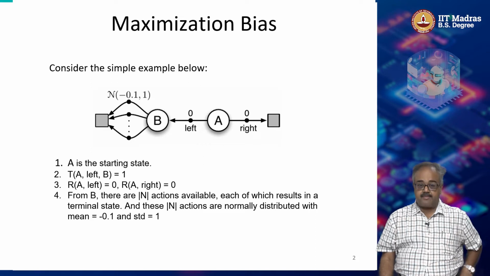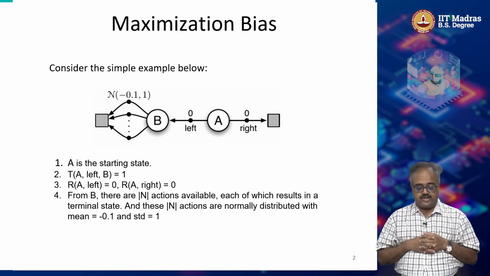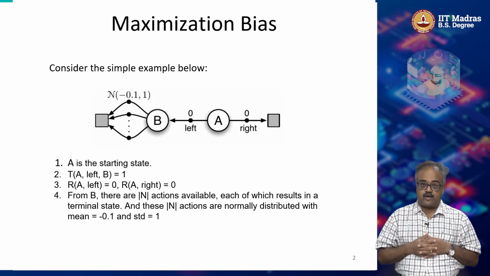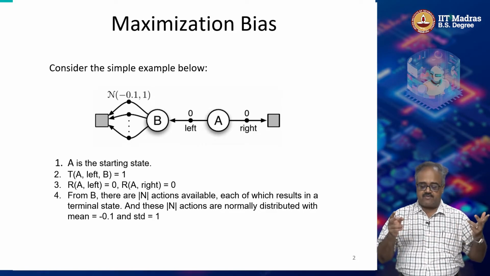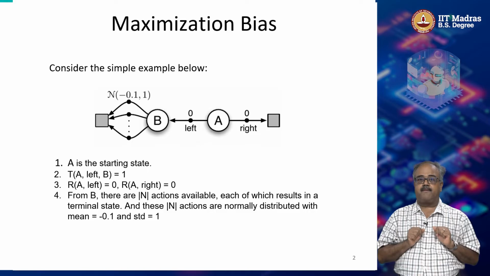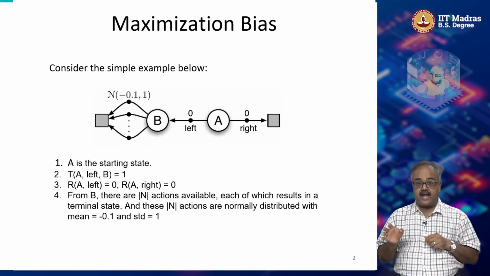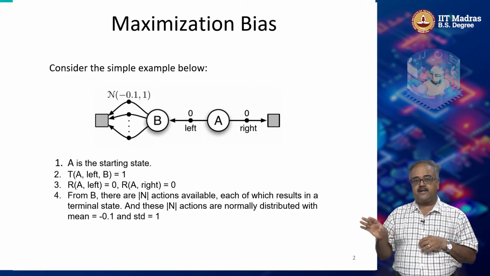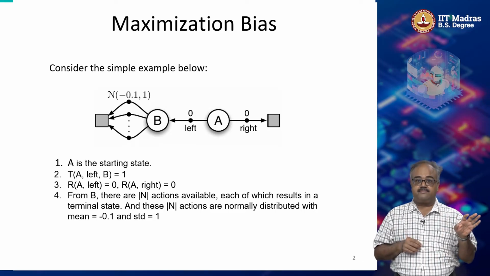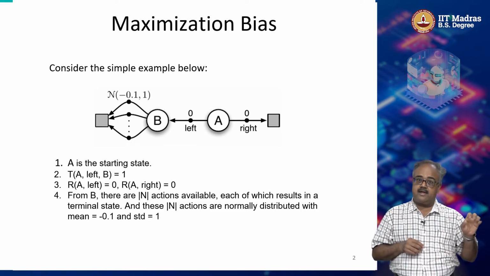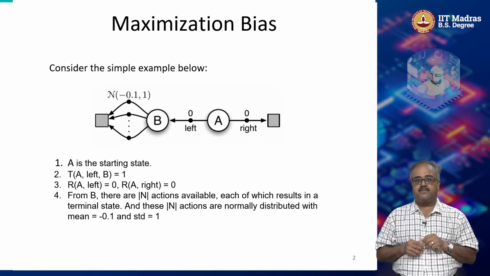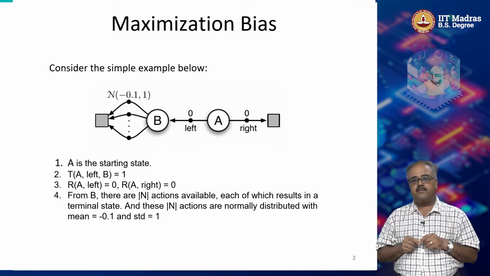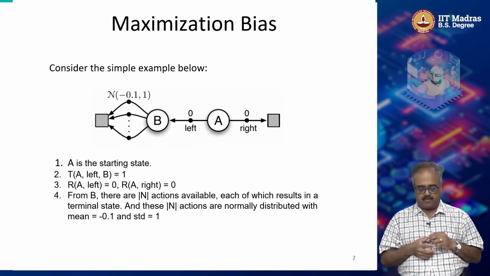So consider this very simple example. You have a two state MDP, A and B. A is always the starting state, and you have two actions from A. You can either go left or you can go right. If you go right, you get a reward of 0 and you terminate deterministically. If you go left, you get a reward of 0 again, and with probability 1 you will end up in state B.